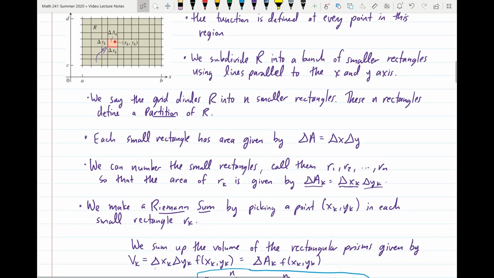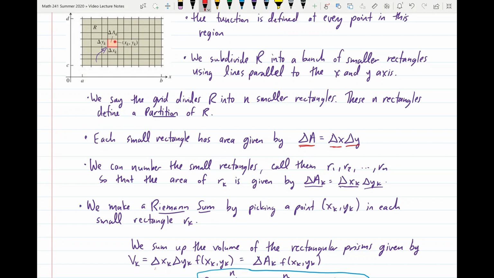And each small rectangle has area, which we'll denote by delta A here. And delta A will be equal to delta x times delta y, where delta x is the width of the rectangle.